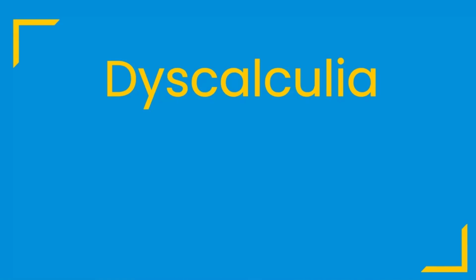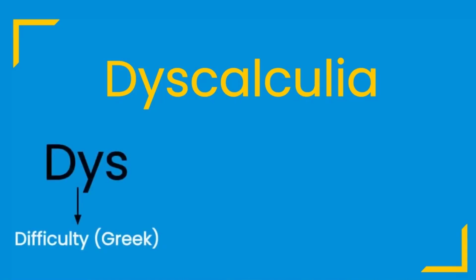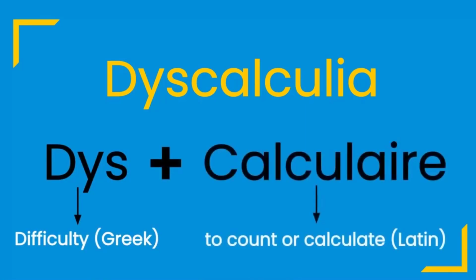So dyscalculia, that's how I'm going to say it, even though we've heard dyscalcula, dyscalculia, there's many ways to say it. Depends on where you live. I'm going to say dyscalculia. So let's do a little word study here. Dys means difficulty in Greek. And we have that with calculare, which is Latin for count or to calculate. And so that's where dyscalculia comes from. So in other words, it means you have difficulty with calculating numbers.